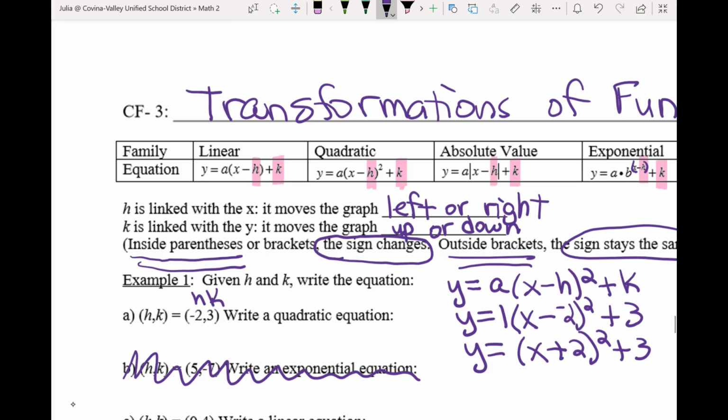Okay, 99% of the time that works. I haven't found a time yet where it doesn't work. If I find one, I'll tell you. But that has always worked for me.